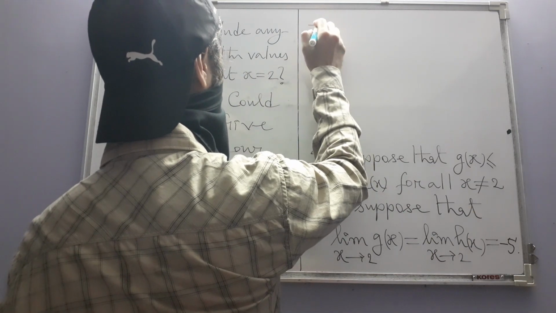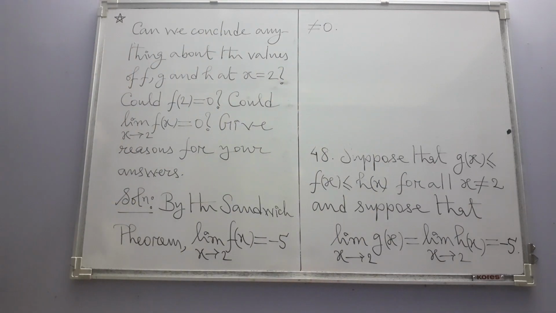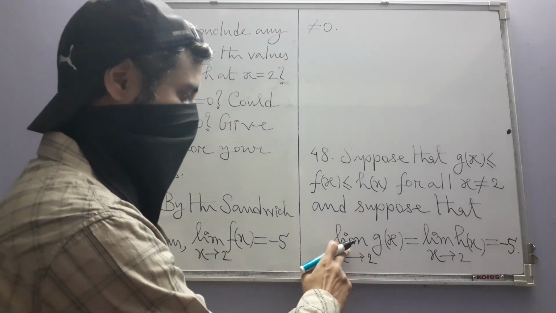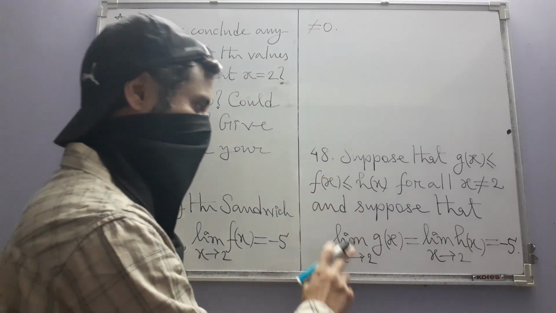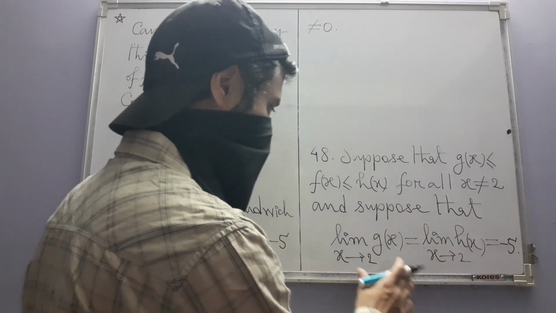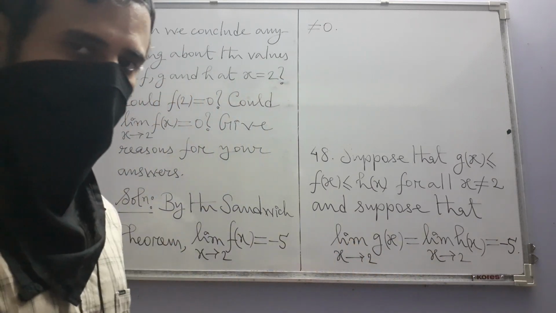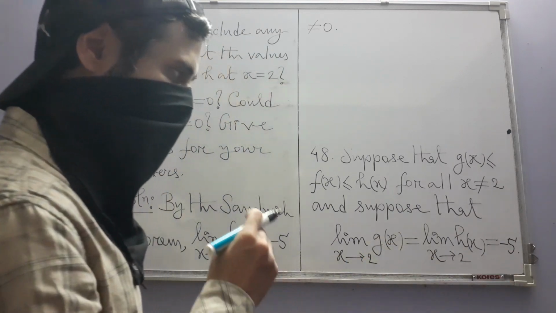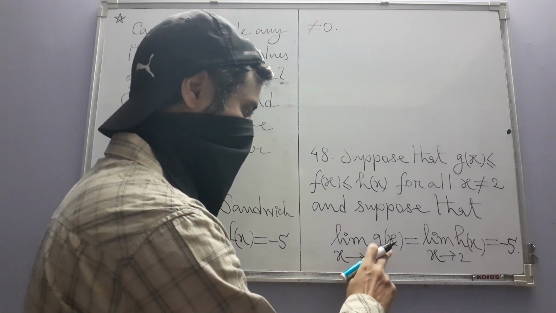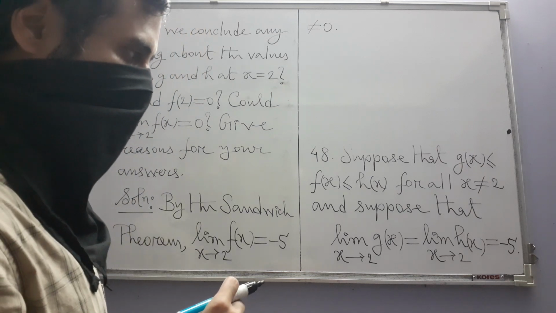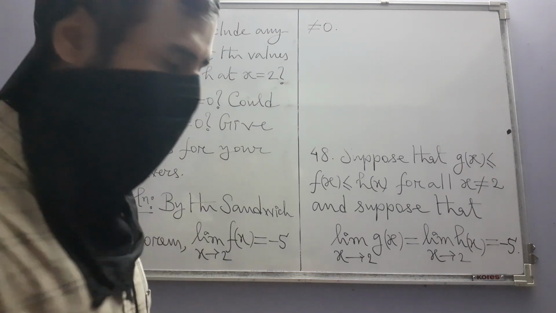Which is not equal to 0. Okay, now we know that, let's concentrate on the limit of g only. G is a function whose limit at x equal to 2 is minus 5. Now we have seen this many times before, that this limit being minus 5 has actually nothing to do with the value of g at 2, which may or may not even be defined.